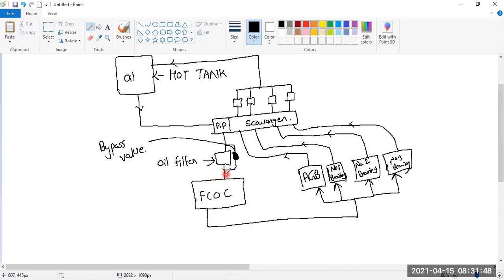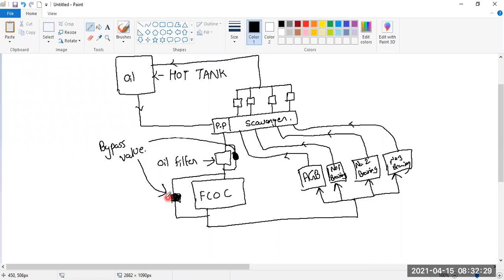Now see what extra things have to be added. This FCOC can also have a bypass valve. What this bypass valve will ensure is that whenever the temperature of the oil is below the temperature specified, if already cool oil is coming over here, it will not allow it to pass through the FCOC to further cool it. If the temperature is less, it will not allow the oil to go through the FCOC. It will bypass.